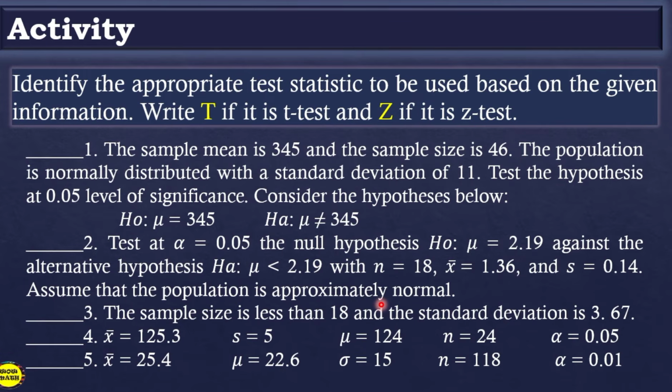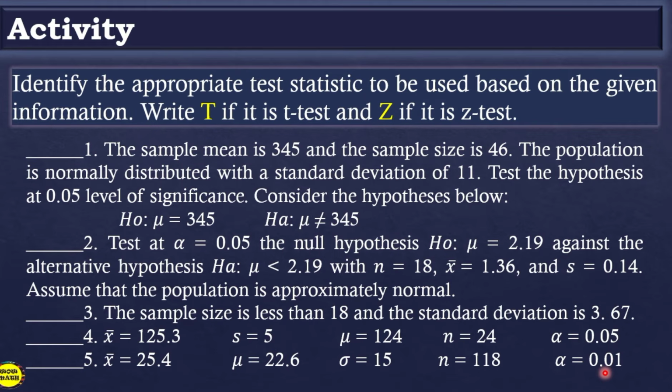And number 5, the sample mean is 25.4 and the population mean is 22.6. The population standard deviation is 15. The sample size is 118 and the significance level is 0.01. Okay, so number 1, what will be the answer?